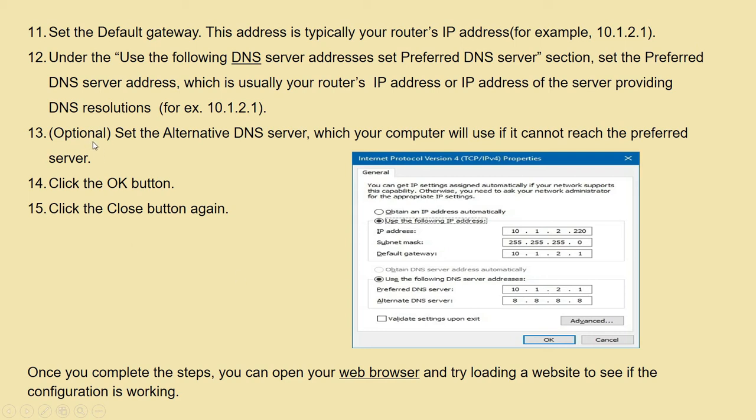And as for the optional one, set the alternative DNS server which your computer will use if it cannot reach the preferred server. After that click on OK, then close it. By that we complete the steps. We can open the web browser and try loading a website to see if the configuration is working or not. In such a manner you are able to set up IPv4. And here you got the idea about the main difference between V4 and V6, and we know V6 has more advantages as compared to V4.